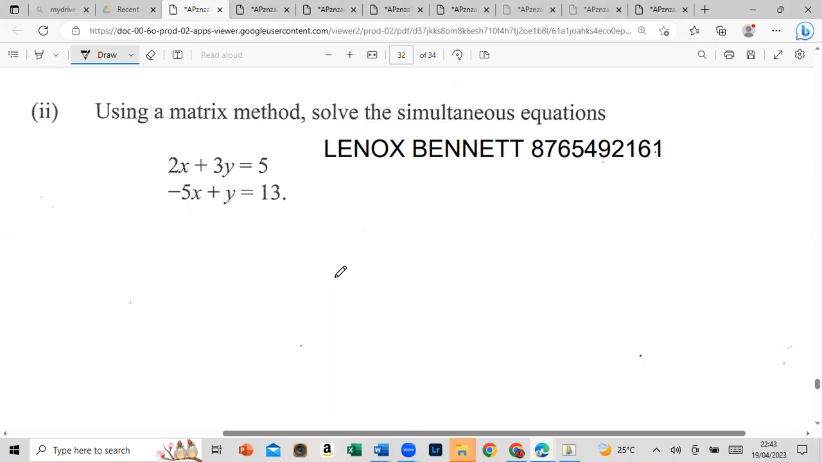Alright, so let's solve for the value of x and the value for y using the simultaneous equation method.